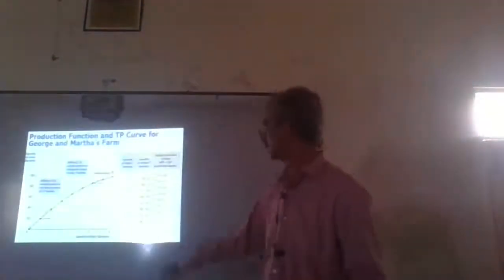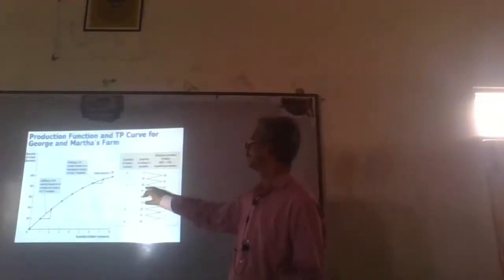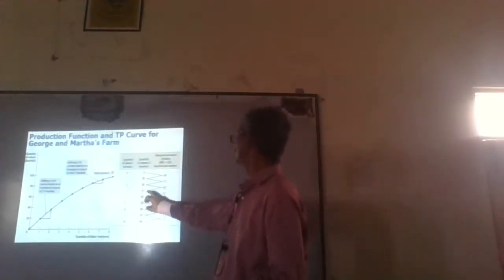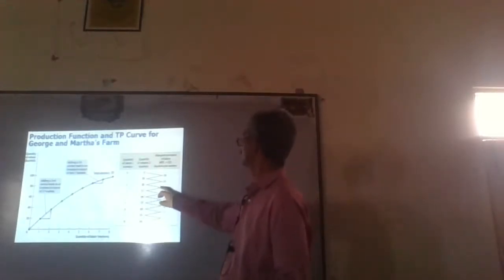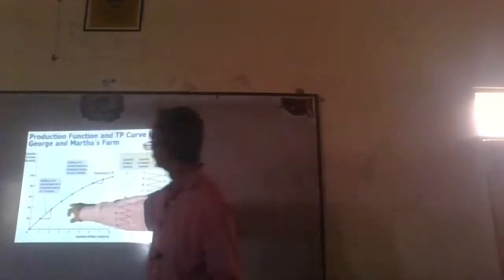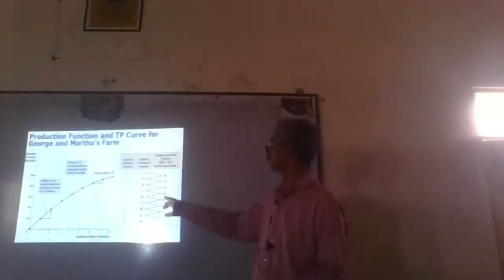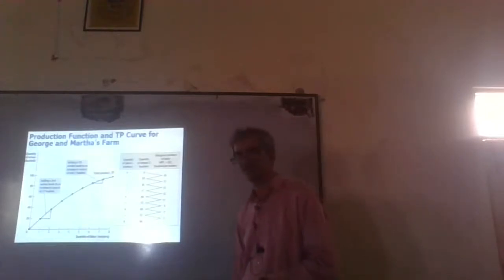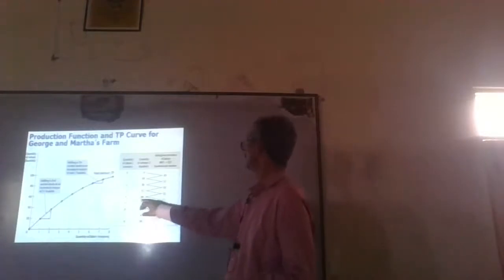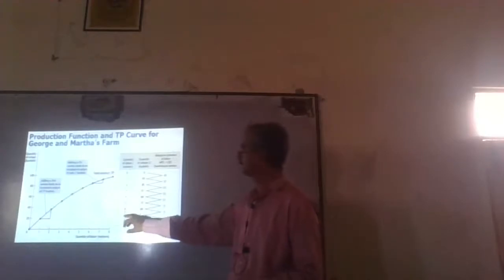So when we say that the third laborer or third worker, we have in total 51 output, 51 bushels. It means the third worker has contributed 15 more. You can see here, the fourth worker 64, the fourth worker has contributed 13, is a marginal product. Fifth worker, our total is 75, and 11 is the contribution of the fifth one.